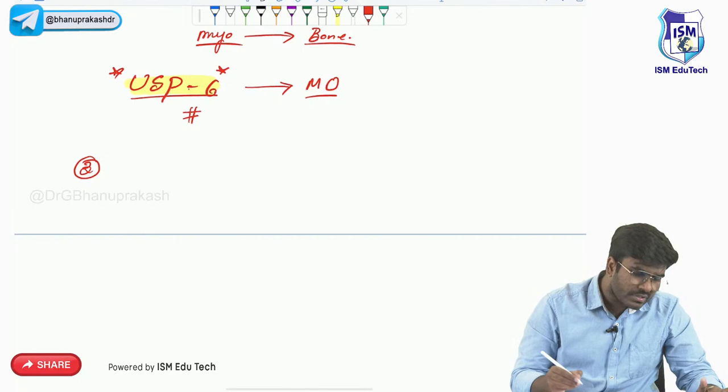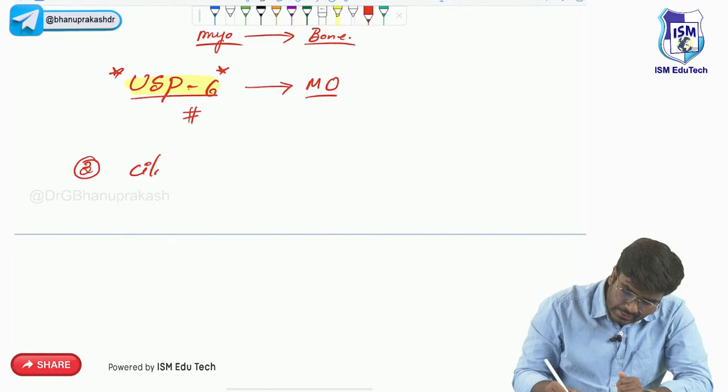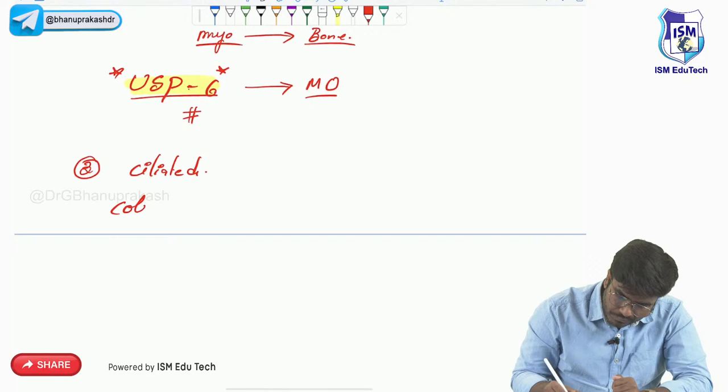See, the third example here is seen in those who are smokers. Now, usually in the lung, what type of epithelium is there? Ciliated columnar epithelium is there, something inside the lungs. So ciliated columnar epithelium is there.